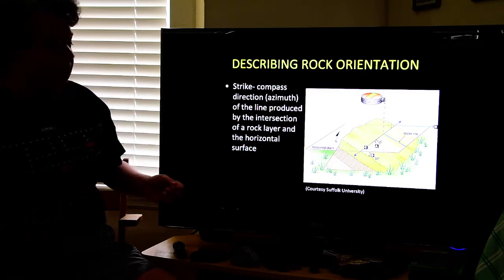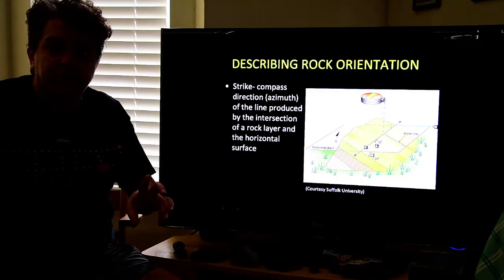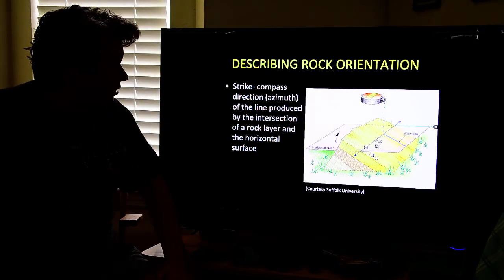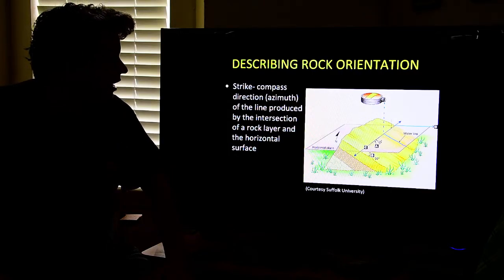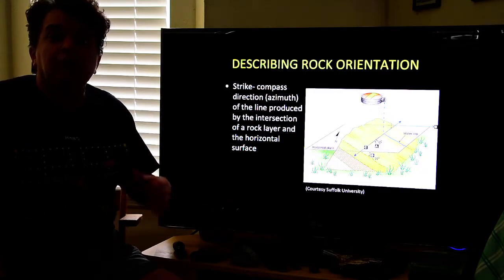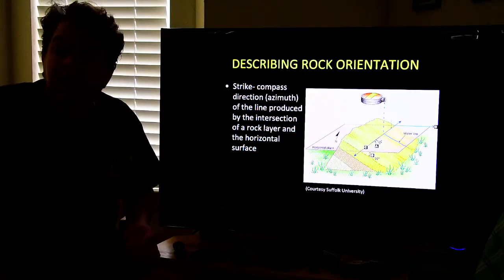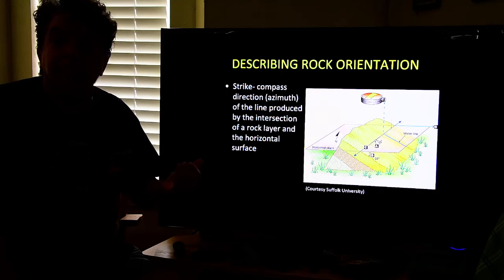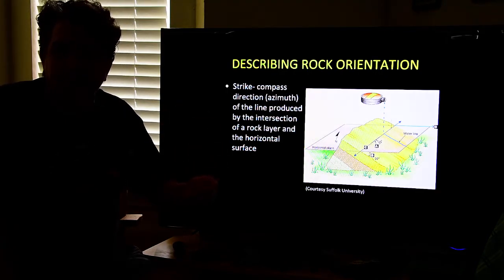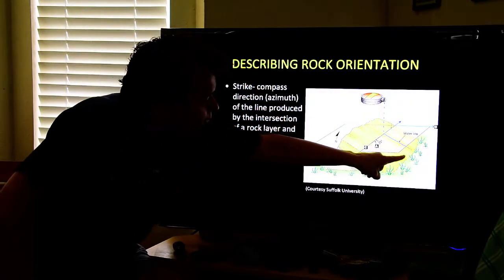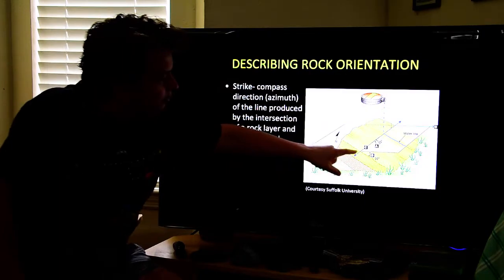And the way we do this is by taking 2 measurements. The first measurement is strike. It is the compass direction, the azimuth, of a line produced by the intersection of the rock layer and the horizontal surface. Remember in plate tectonics lab, we went over what an azimuth is. It's where we divide directions from 0 to 360 degrees, where 0 is north, 90 is east, 180 is south, and so on.